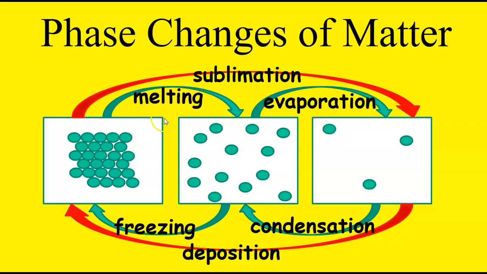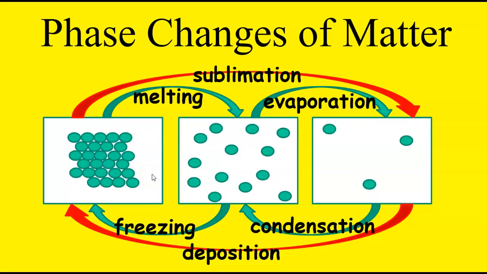Melting is when you go from a solid to a liquid. Evaporation, which is the same thing as vaporization and boiling, goes from a liquid to a gas. When you do the opposite, going from a liquid to a solid, that is freezing. When you go from a gas to a liquid, that is condensation. Then the 2 phase changes that you should have learned in middle school that are kind of new to you are sublimation, which is a solid all the way to a gas, and the reverse of that, a gas all the way to a solid, which is deposition.